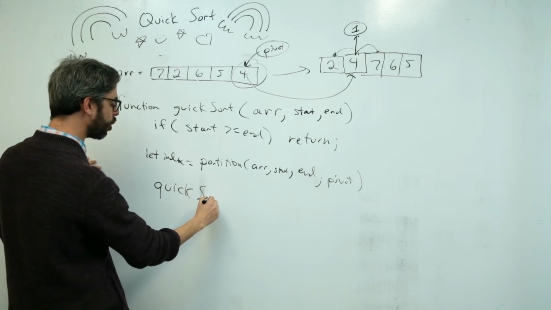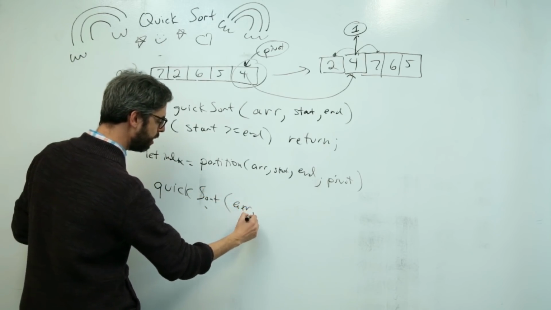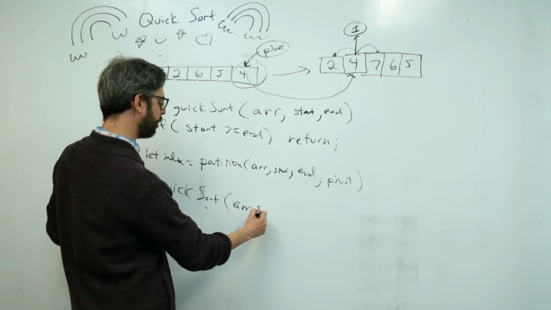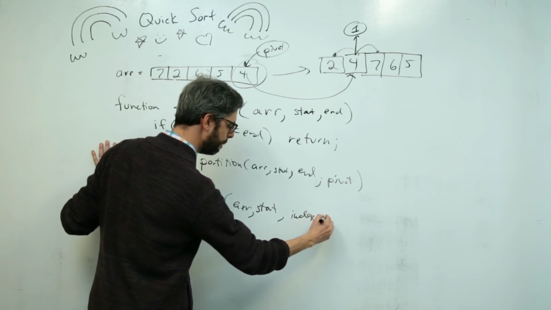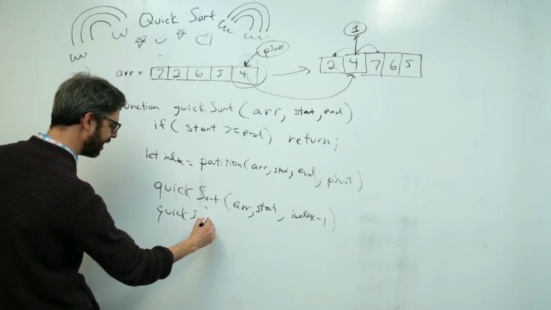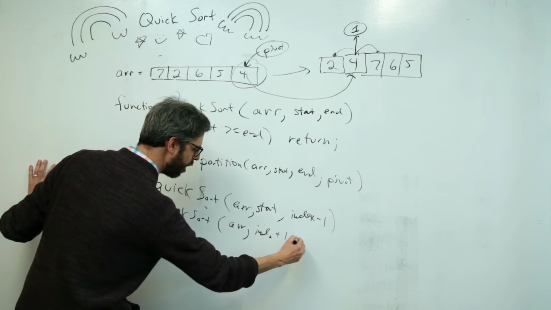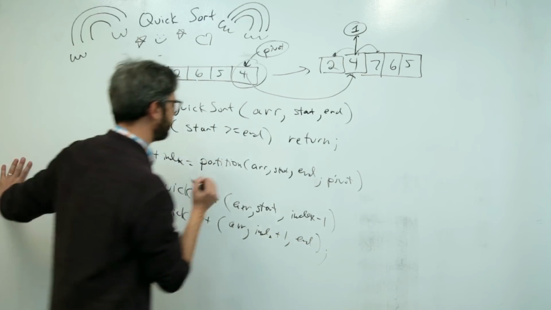So I'm going to recursively call quicksort on that array from start to that index -1. And also quicksort, this is dividing and conquering, from that array from index +1 to end. So basically, these are the steps.